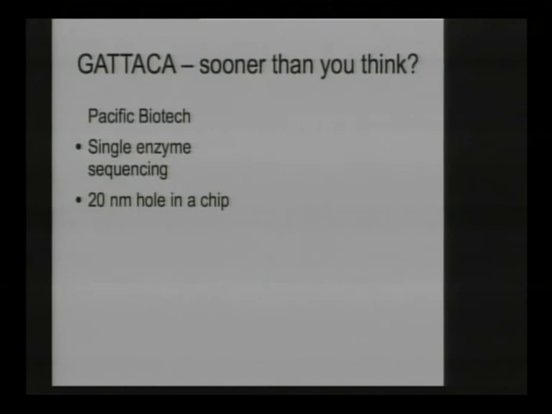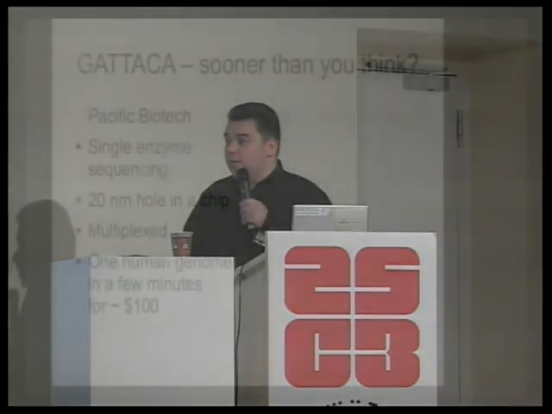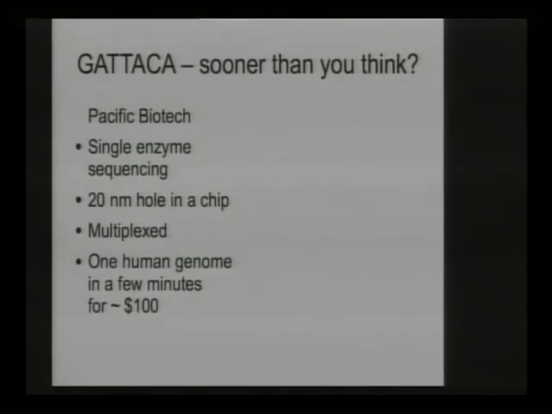And this will actually yield thousands of bases, so very, very long reads with very, very high accuracy. But you might think, okay, it's very nice, but it's only one enzyme, but they multiplex it. So they put thousands, ten thousands, hundred thousands, I don't know how many, of these holes, each with an enzyme in it, on a single chip, and they all run in parallel. And they claim they will eventually do one human genome in a few minutes for $100. Announced for 2010, so around the corner. 1 year and, well, 3 days or something.